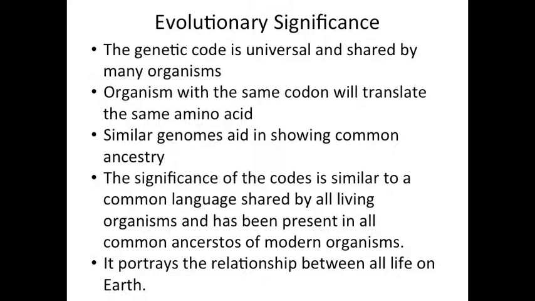So, more on the evolutionary significance. The genetic code is universal and shared by many organisms. An organism with the same codon will translate the same amino acid, and similar genomes aid in showing common ancestry. The significance of the code is that it is similar to a common language shared by all living organisms and has been present in all common ancestors of modern organisms. It portrays the relationship between all life on Earth.